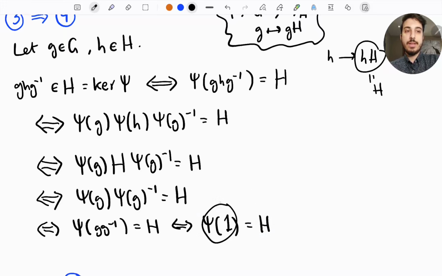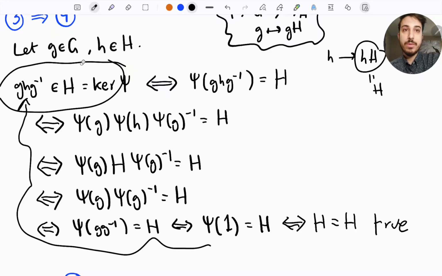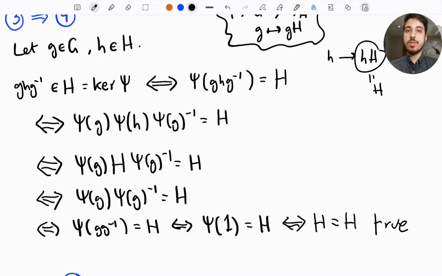But psi of the identity gives the identity because we've seen a property of homomorphisms that they carry identities to identities. So the identity is H, so this is H equals H. But H equals H obviously is true. So since this is true, then we follow the series of steps backwards to say that this is obviously true. And now we've proved that H is closed under conjugates because any conjugate is an element of H.